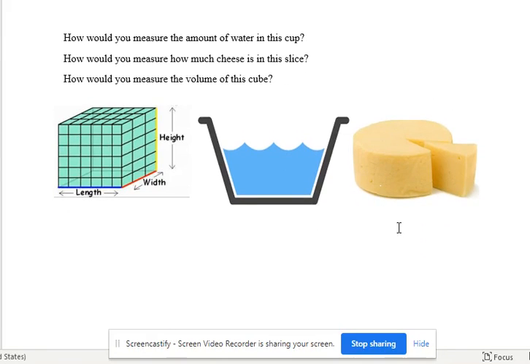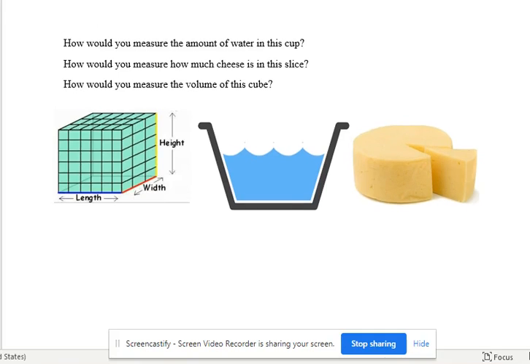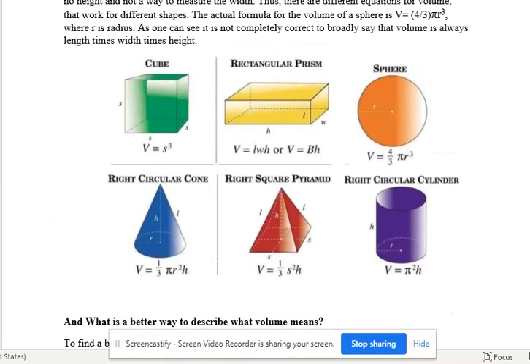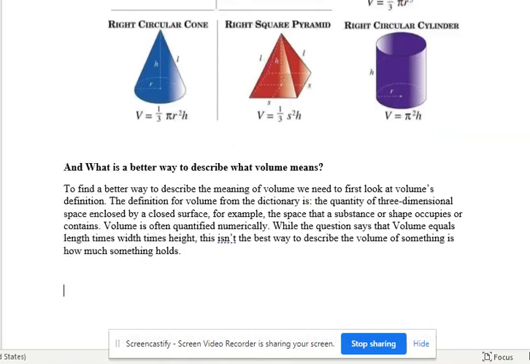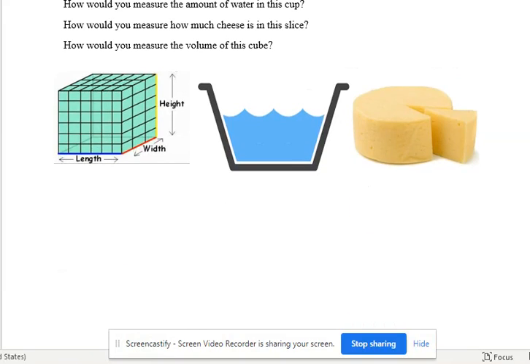How would you measure how much cheese is in this slice? So how would you measure the volume of cheese in that slice? Well, you would likely use the formula for a right square pyramid. You would have to do some manipulation of the equation, but you could easily find the answer.